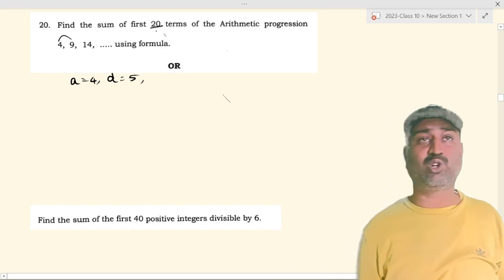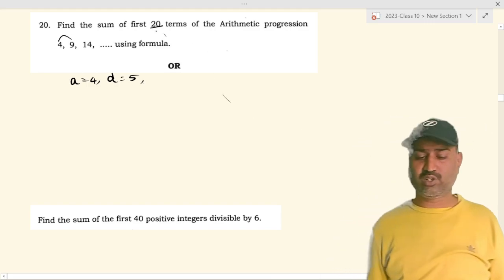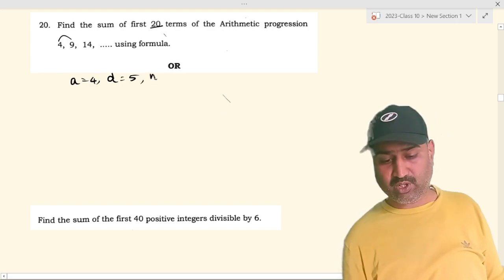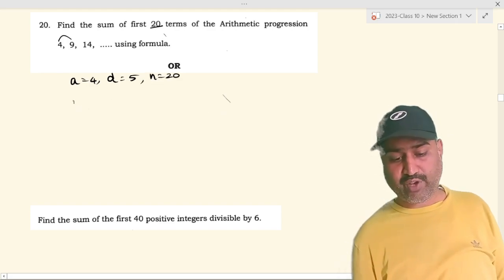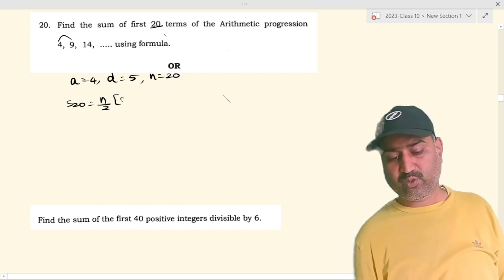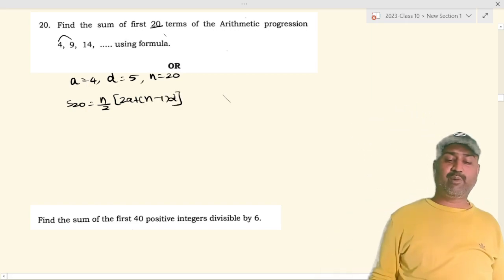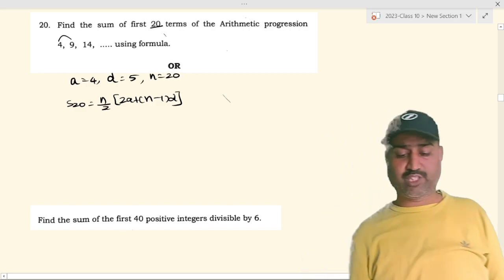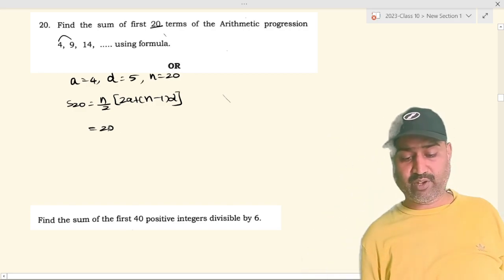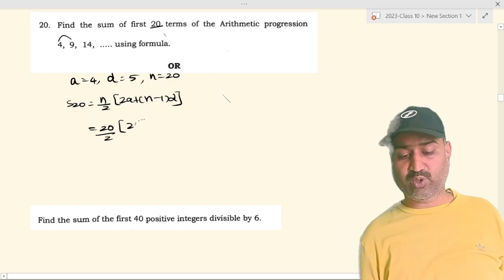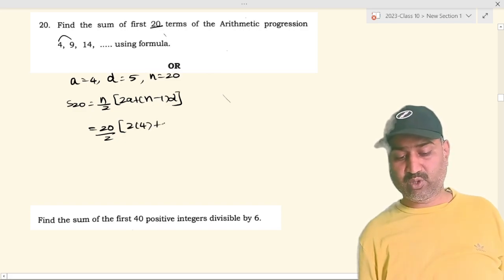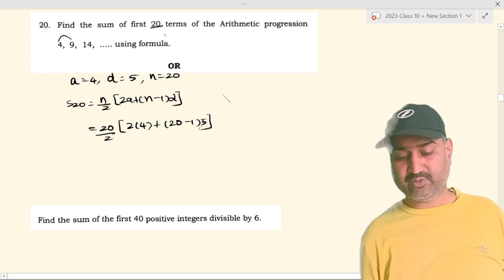Therefore, I'll take N is equal to 20. We have to find S20 here. We know the formula: N by 2, 2A plus N minus 1 into D. S20 is equal to N by 2, 2A plus N minus 1 into D. We substitute N is equal to 20 and all the values here: 2 into A, which is 4, plus N minus 1, 20 minus 1, D is 5 here.